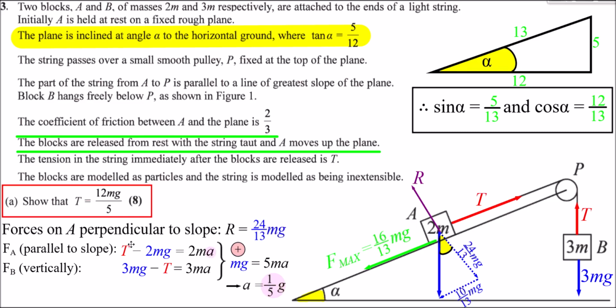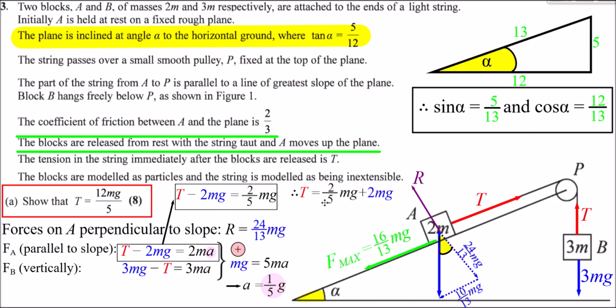So if I just highlight and box off this equation here, and then plug in what I know, I'm now going to get that T minus 2 mg will now be 2 times 1/5 g times m. In other words, this side here is going to become 2/5 mg. So this here, once substituting in that a is 1/5 g, becomes this. So now I can work out what T is by simply adding 2 mg to both sides. So if I do that next, therefore the tension is 2/5 mg plus 2 mg.